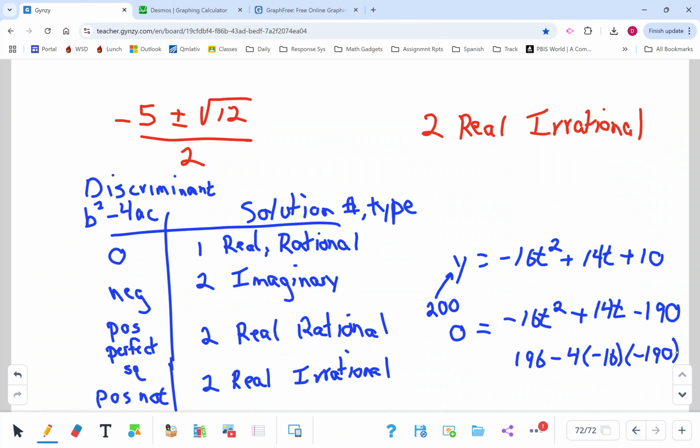Well, 4 times negative 16 times negative 190 is going to be a positive number, and it's going to be way bigger than 196. So when I take 196 minus this really big number that's positive, I'm going to get a negative number, which means I would get 2 imaginary solutions. In other words, this rocket, because we only launched it at 14 feet per second, it never got to 200 feet. So we can tell that by figuring out what the discriminant is. So the discriminant just allows you to figure out what type of solutions you're going to get. All right, that's going to do it.